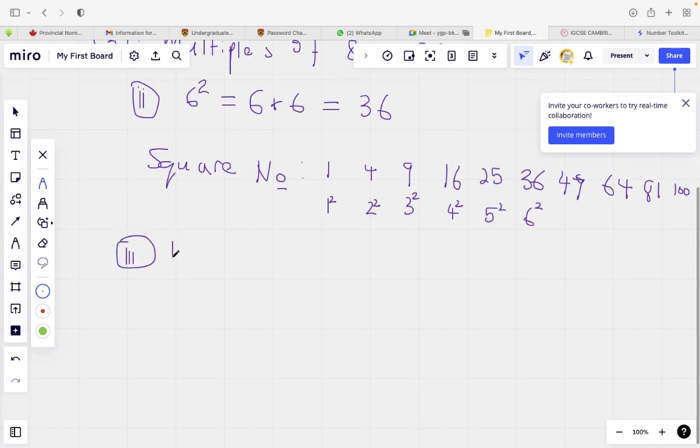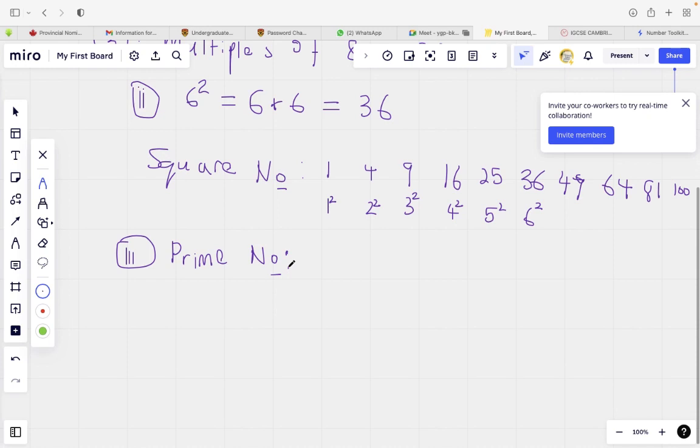So for prime numbers. Prime numbers are those numbers that can be divided by itself and 1 only. Numbers that can be divided by itself and 1 only is a prime number. 1 is not a prime number because it does not have those 2 factors that I just mentioned.